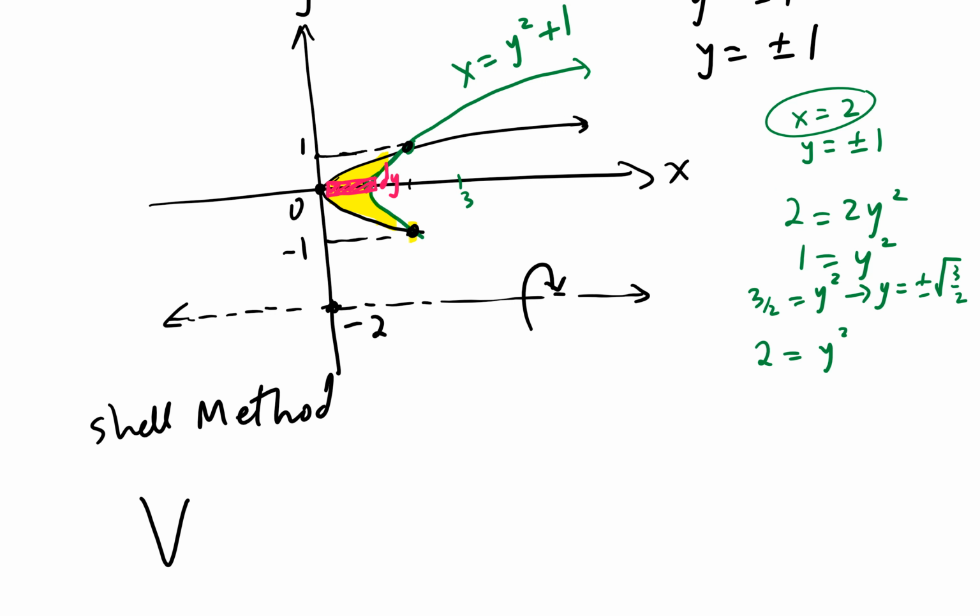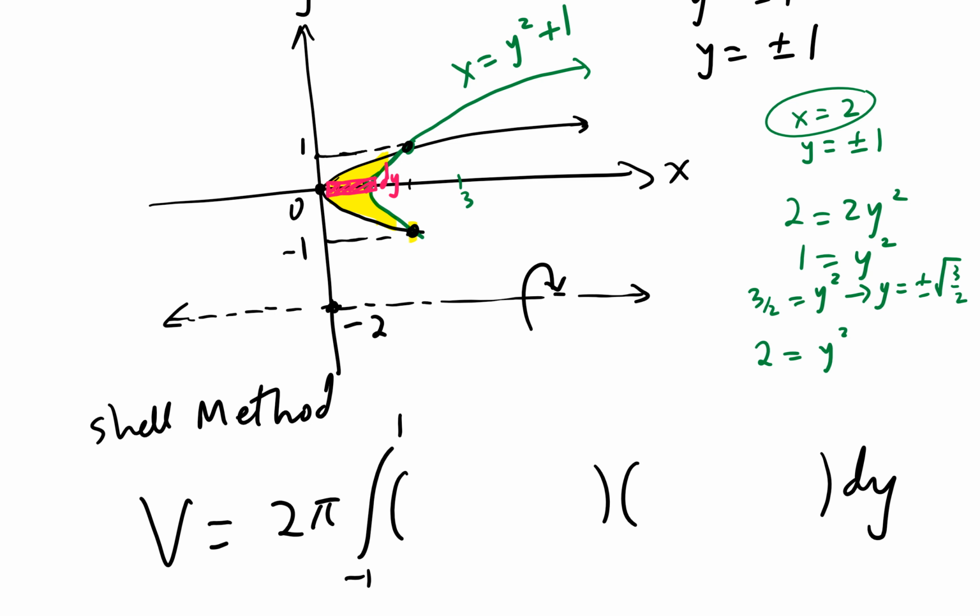So in the shell method, the volume is 2 pi. Don't forget the 2 pi. The horizontal rectangle can move up and down from negative 1 to 1. And we need 3 things. The thickness is dy. I'm done with the thickness. I want to find the average radius. If you remember, the average radius is the distance of that rectangle to the axis of revolution.